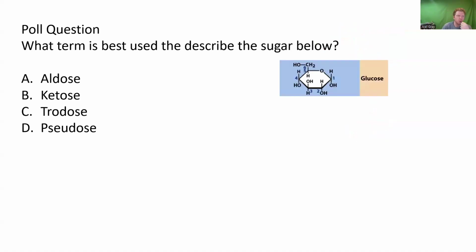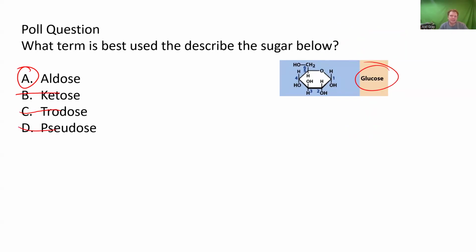Now, this poll question brings back that terminology, aldoses or ketoses. What term is best used to describe the sugar below? Glucose is our molecule. Glucose is an aldose. It's an aldehyde. It's got an aldehyde functional group. Is it a ketose? No. Is it a triose? No. Is it a pentose? No, it's not.